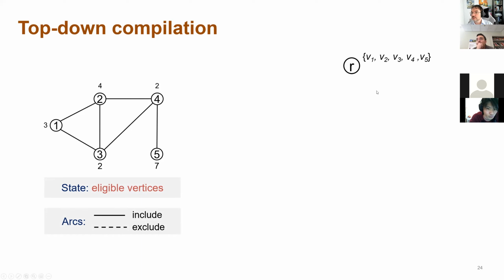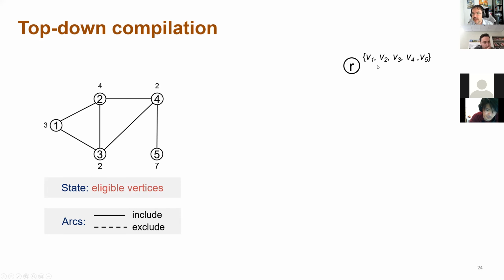So as always, we're going to start with a root node. Okay, what is the state here? The set of eligible vertices. I'm going to assume that I'm going to begin with an empty independent set. So I don't have any vertex in my independent set, so all the vertices are eligible. I can pick any of them and add to my IS, my independent set.